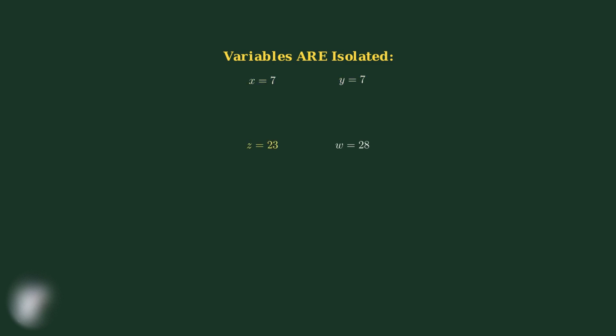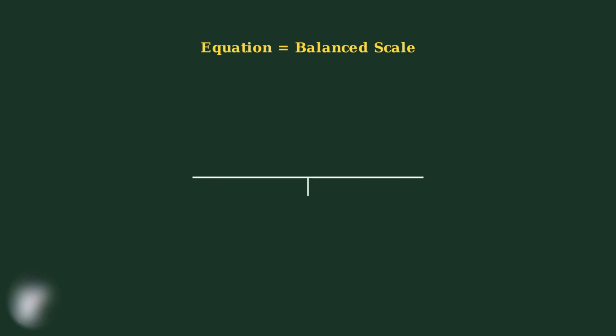Now each variable stands alone on the left side of the equation. The variable has a coefficient of 1, meaning it's just x, not 2x or 3x. This is what we mean by isolating the variable. But how do we get from the non-isolated form to the isolated form?